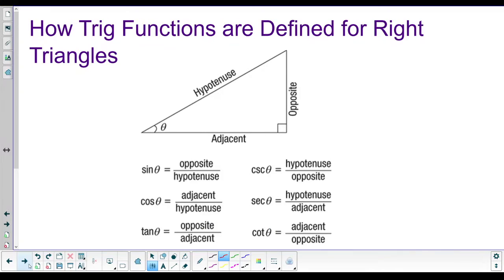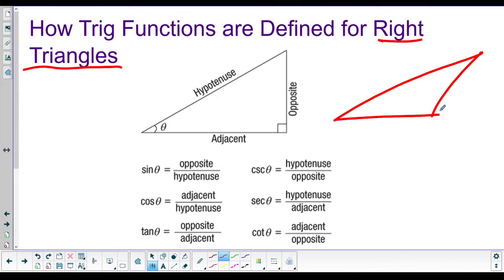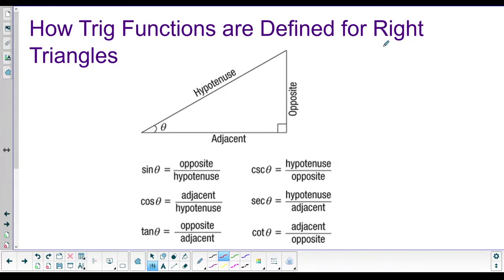So let's start with just some basic definitions for right triangles. Disclaimer, if you have a non-right triangle, like that bad boy, this stuff, you can't use it. It's forbidden. It's against the rules. I asked your mom and she said no. She didn't sign the permission form, so you're stuck and you can't use it. So this stuff is only for right triangles.